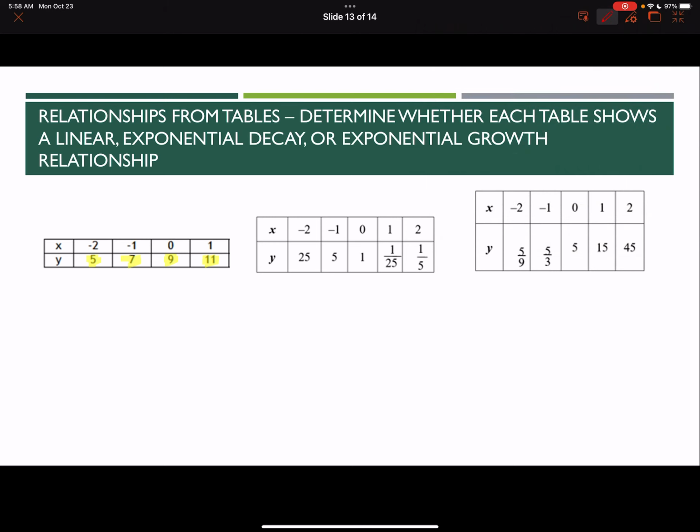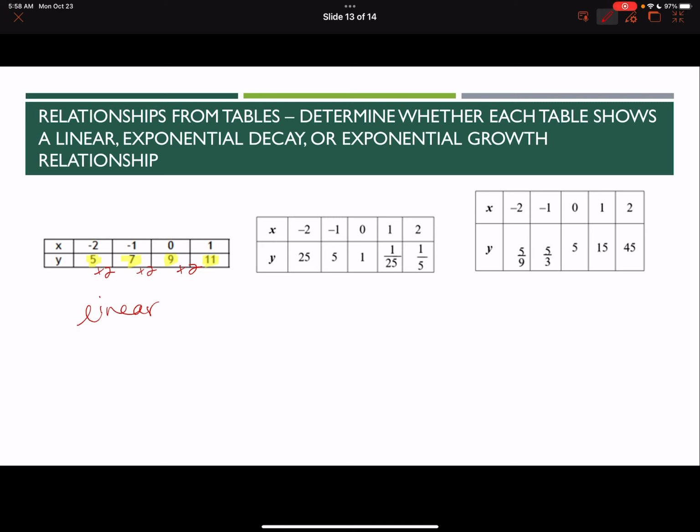So take a minute and think about the pattern. What do you see? Well, 5 plus 2 is 7. Plus 2 again is 9. Plus 2 is 11. So the pattern here is that I'm adding 2. And because I'm adding 2, that tells me that the relationship is linear.